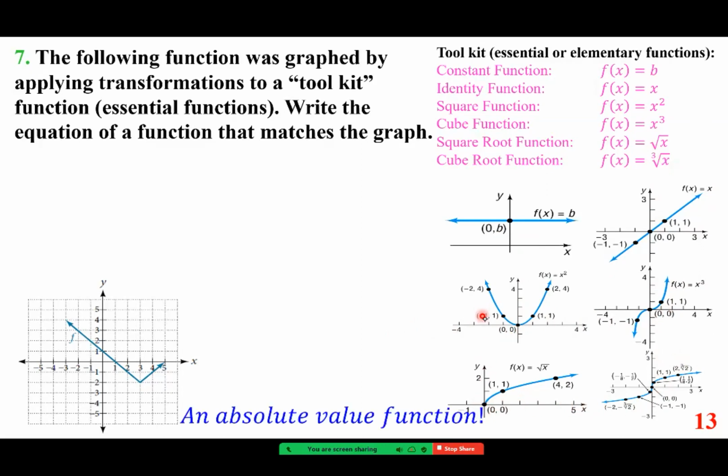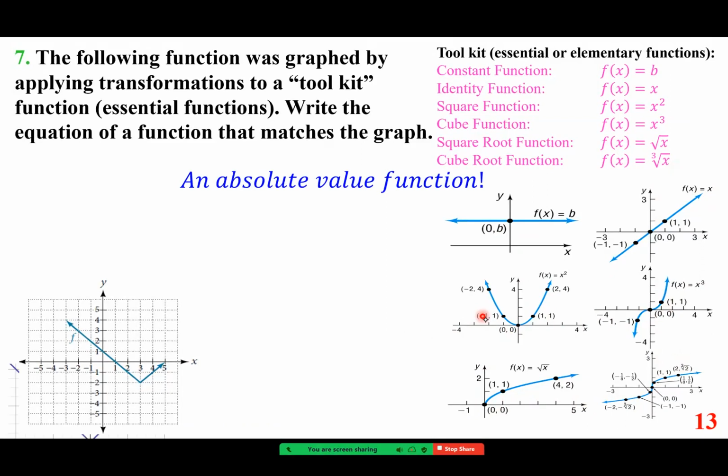And here's another one that you should know. It's an absolute value function, which looks like a V shape. This is also one of those essential functions. We should know the graph, which means the domain is all real numbers. See, it covers everything along the x-axis, but the range is from 0 to infinity. And so we are interested in this one. And among those graphs, we notice it looks similar to that.